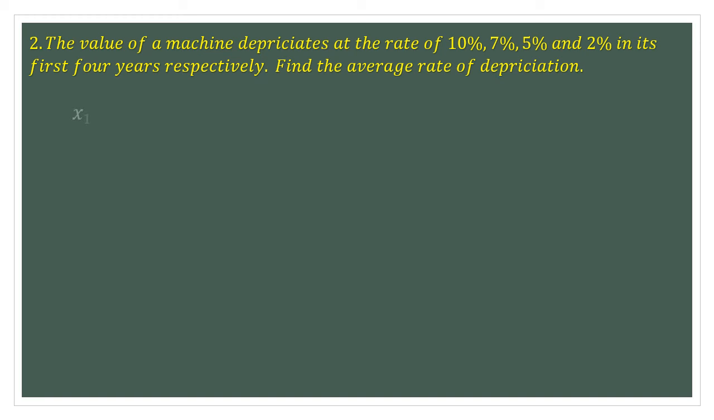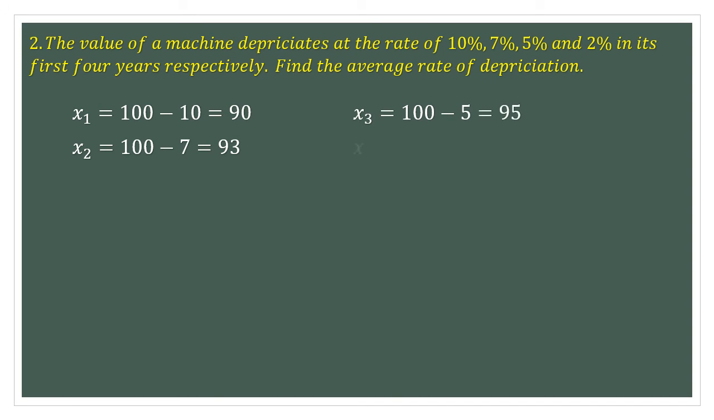So decrease means we will be deducting all these values from 100. So the first observation will be 100 minus 10%, that is 90%. Similarly 100 minus 7, 93, 100 minus 5, 95 and 100 minus 2, 98. So the observations which we are going to use for the geometric mean are 90, 93, 95 and 98.